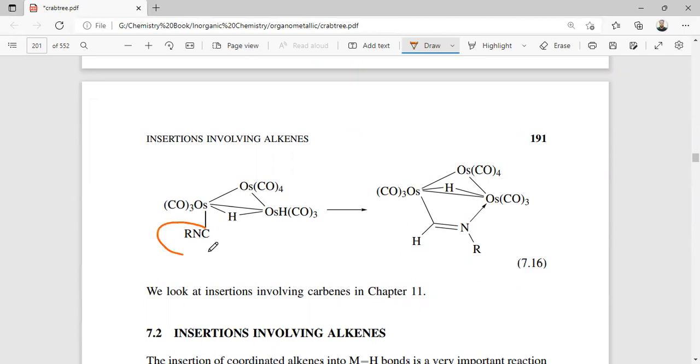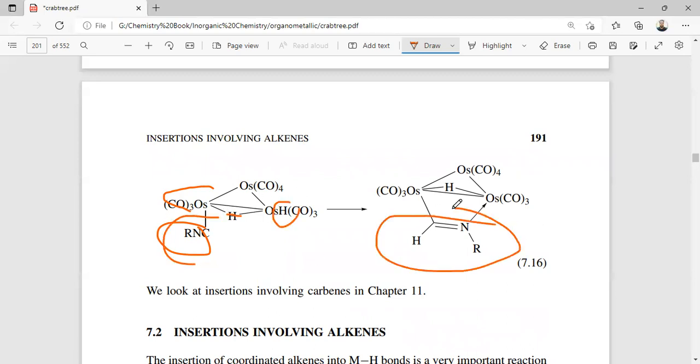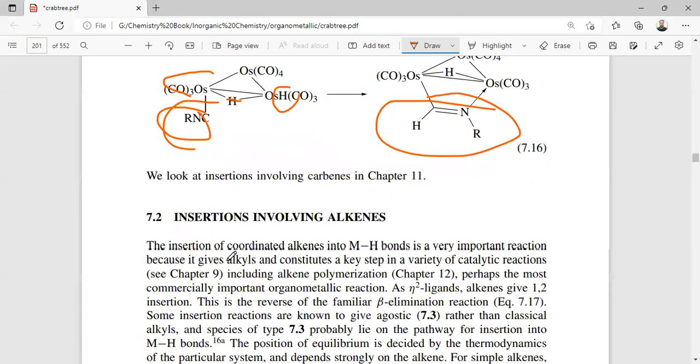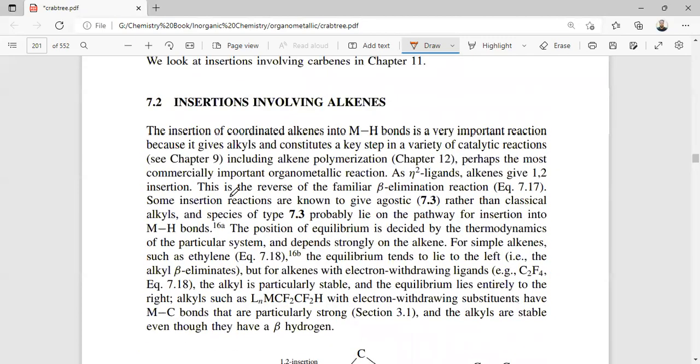There also the isonitrile is bound to the metal hydride bond to form this intermediate. So next we will discuss the insertion involved with alkene. So alkenes will give one product.